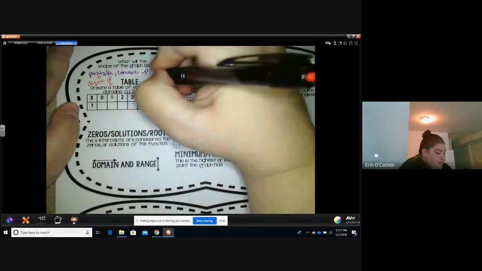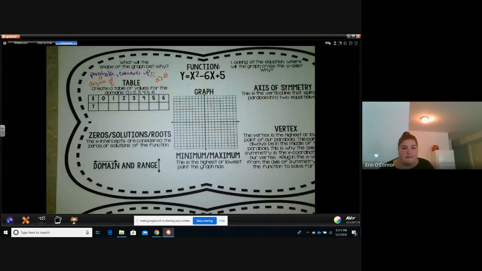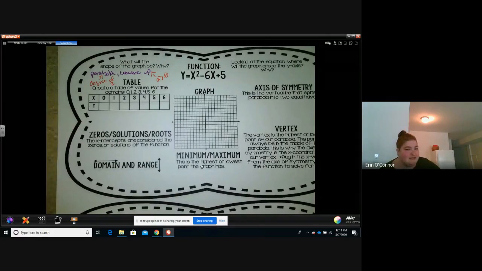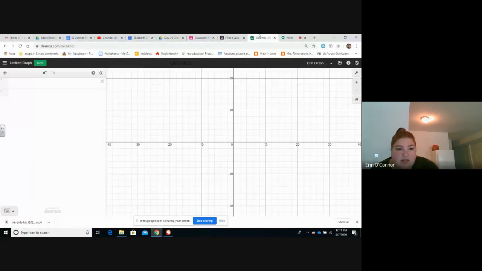And it's concave up because A is greater than 0. So we know that. So now we're going to create a table of values for the domains 0, 1, 2, meaning the x's. We're going to plug these x's in, 0, 1, 2, 3, 4, 5, 6, and then generate these y's. I'm okay if you do this in Desmos or you do it in your head. Either way is fine because we have practiced doing this without.